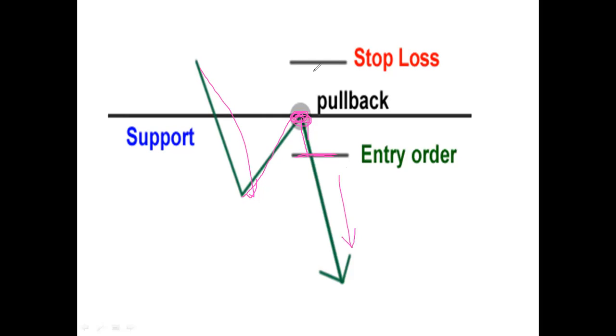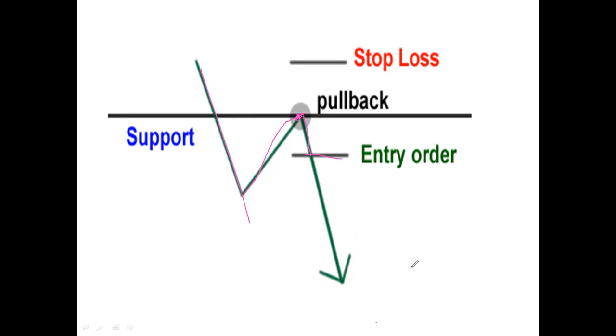Let me take it again. All I'm saying is that once a support is broken, you wait for price to go back and touch that support line that was broken, and then reject again and come down, showing you a continuation of a sell. Then you can now enter and sell.